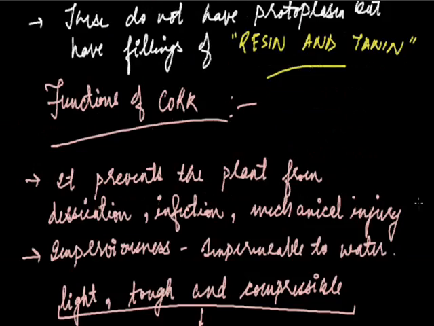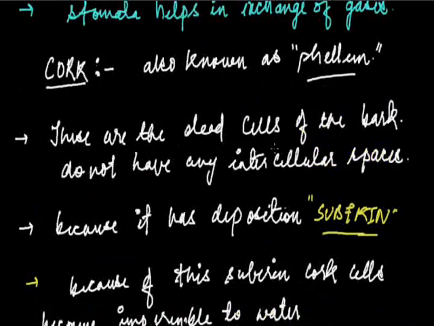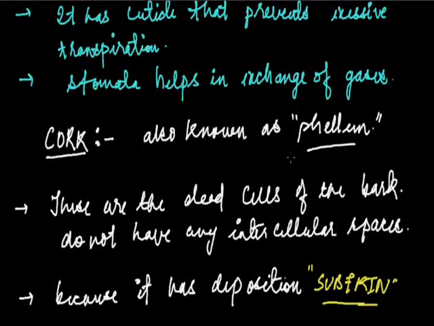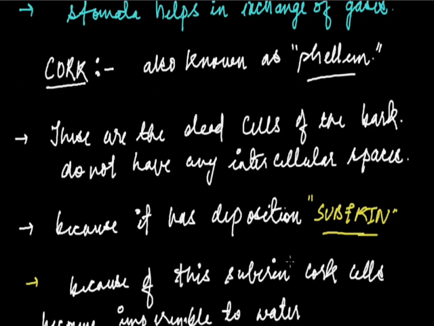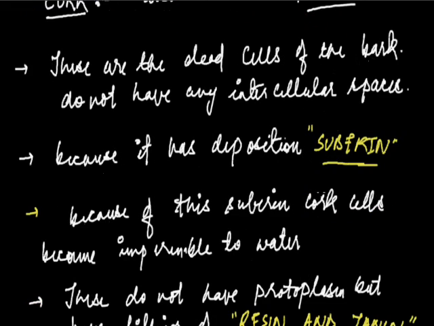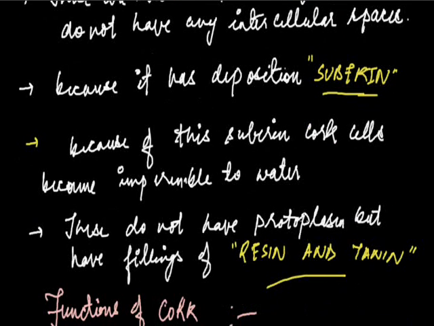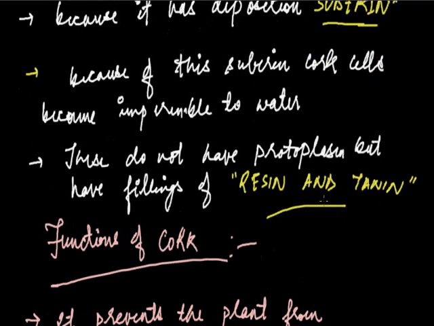So what is cork? Cork is the hard, dead part of the plant. It is also known as phellem. It has a deposition of suberin. This deposition of suberin makes it very tough, and that is why it is used in the manufacture of cricket balls, table tennis, shuttlecocks, etc.